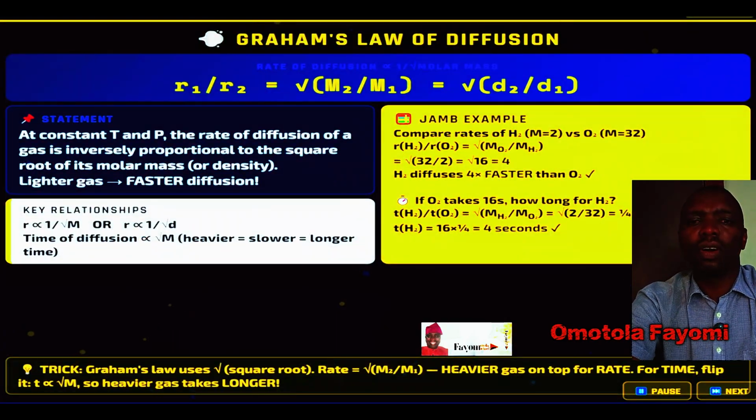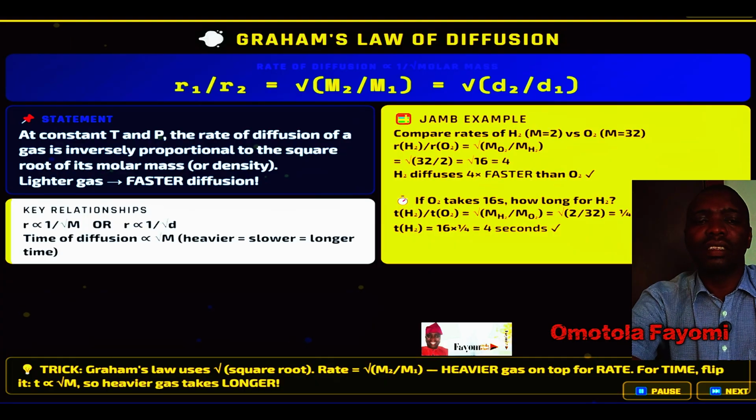Now, Graham's law of diffusion, and this one catches so many students because of the square root. Thomas Graham discovered that at constant temperature and pressure, the rate of diffusion of a gas is inversely proportional to the square root of its molar mass. Lighter molecules move faster, heavier molecules move slower. The formula: rate 1 over rate 2 equals the square root of m2 over m1. Notice, for rate, you put the heavier mass on top.